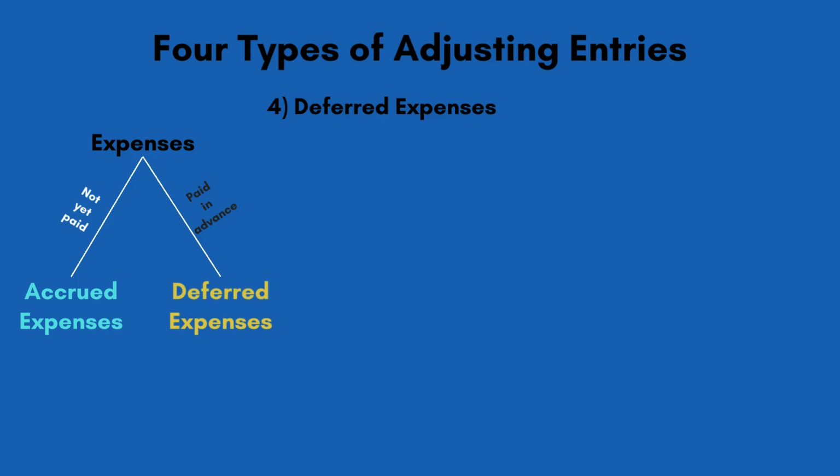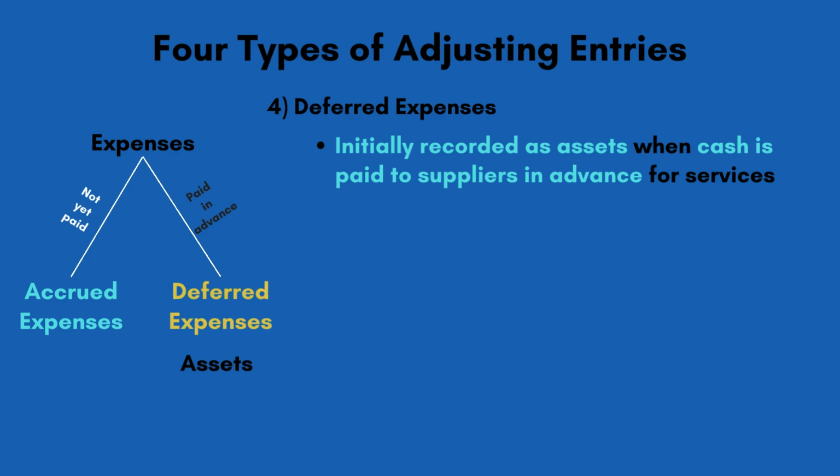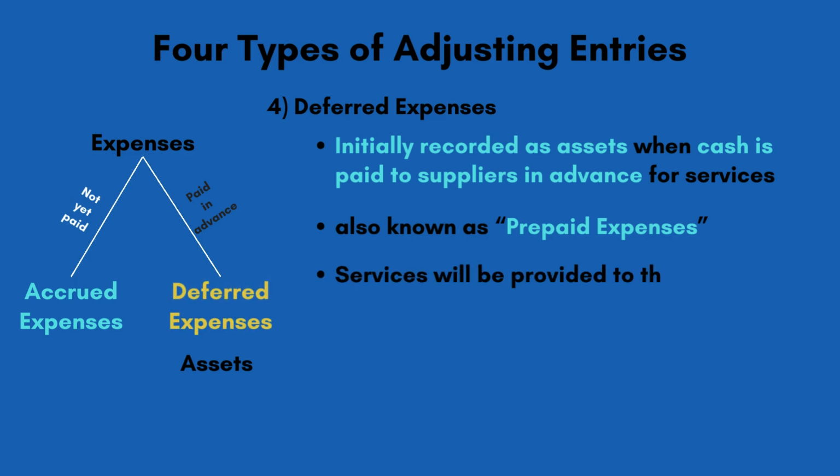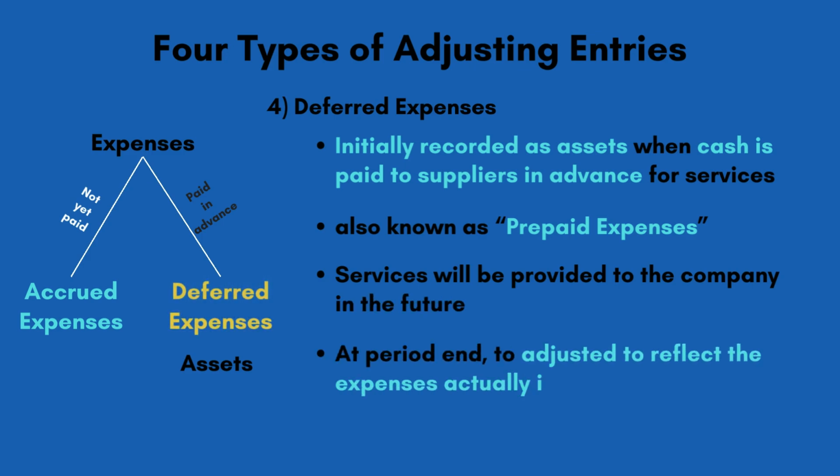Lastly, deferred expenses. These are initially recorded as assets when cash is paid to suppliers in advance for services that will be provided later. Examples include prepaid rent. It is also known as prepaid expenses. These are assets owned by companies as future economic benefits, since the services will be provided to the company. At the end of each period, they must be adjusted to reflect the actual expenses incurred during the period through the use of the services.